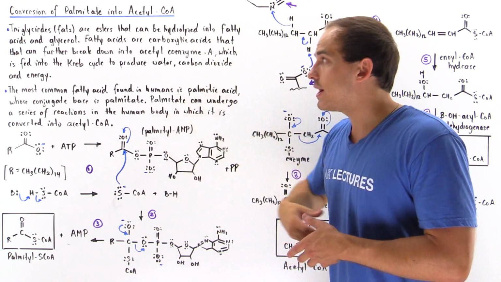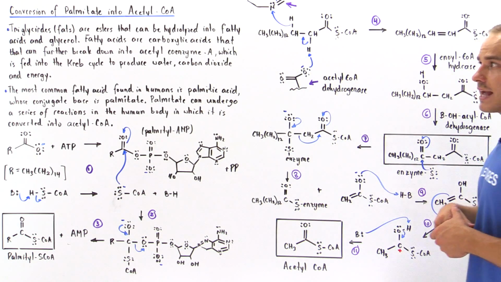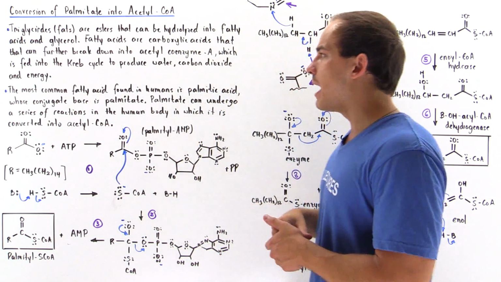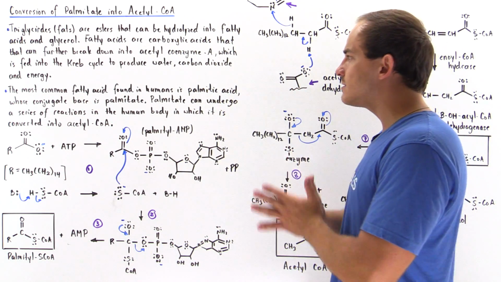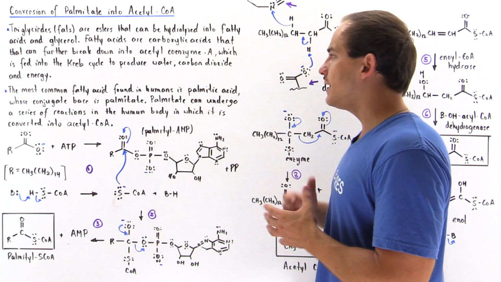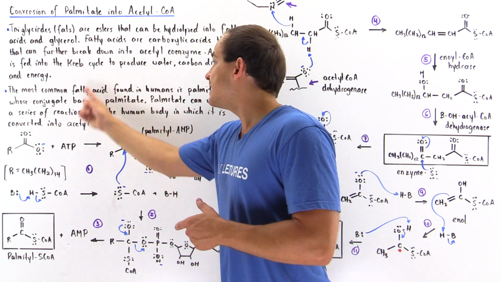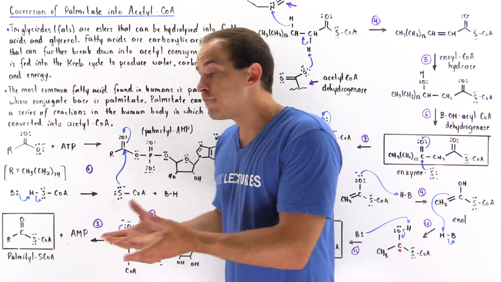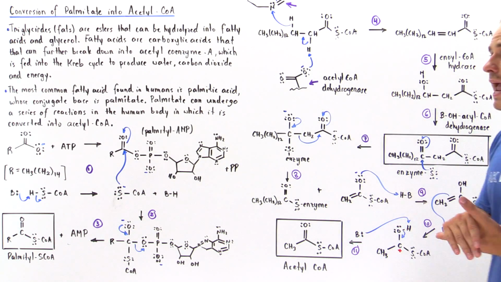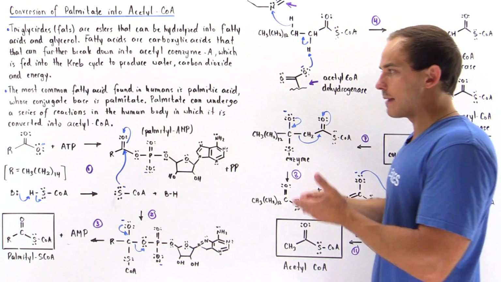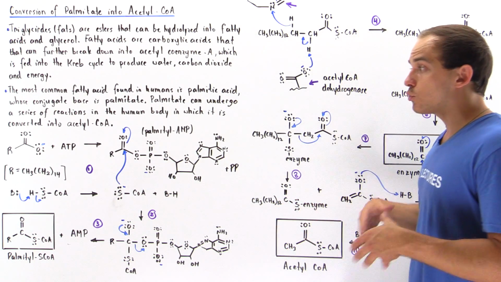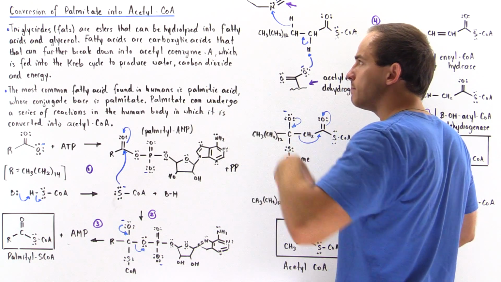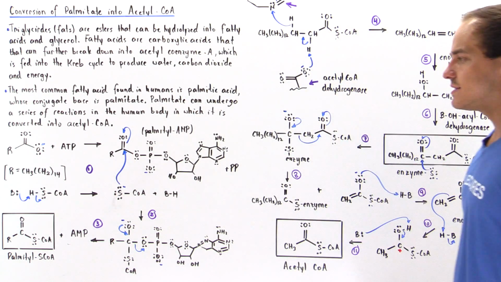This acetyl coenzyme A is fed into the Krebs cycle to produce water, carbon dioxide, and energy, and this energy is used to help the body function. Now, the most common fatty acid found in the human body is palmitic acid, whose conjugate base is palmitate. And it's the palmitate molecule that is transformed into acetyl coenzyme A that is then placed into the Krebs cycle. And we're going to focus on the reaction mechanism of the conversion of palmitate, the conjugate base of palmitic acid, into acetyl coenzyme A.